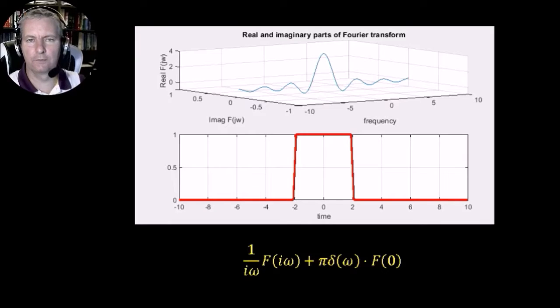So let's look at this example here. We've got a little square function, and when we find the Fourier transform of that function, we get this sinc function, and you can see it's a purely even real function. There's no imaginary part to this.